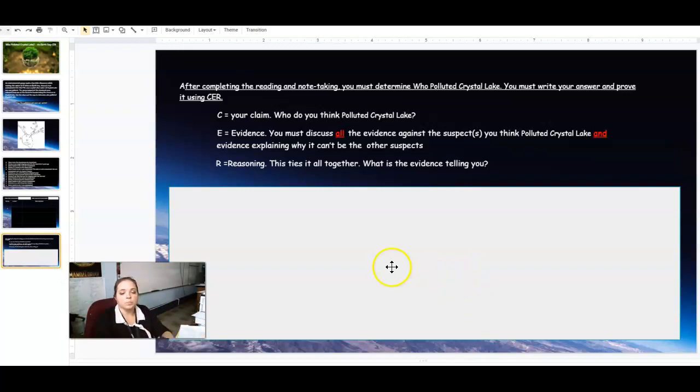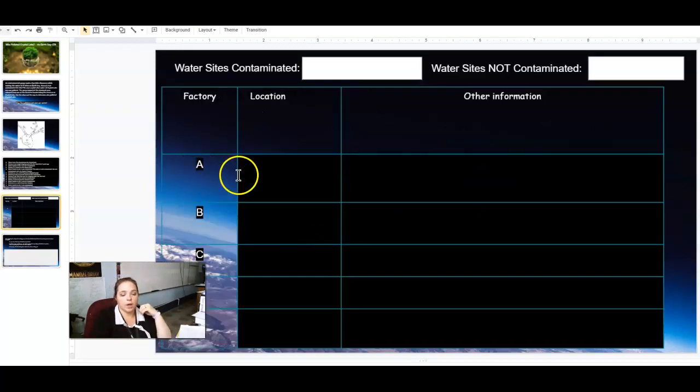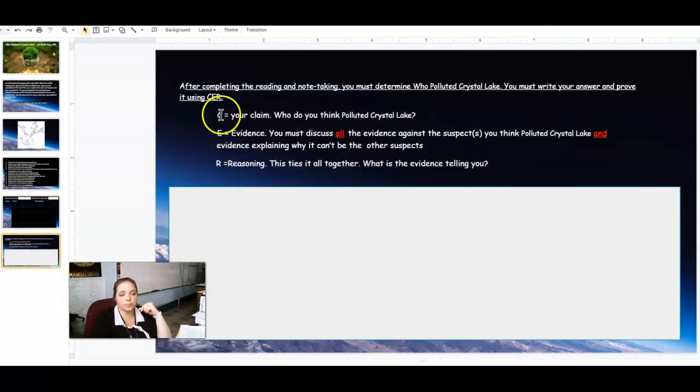All right? The rubric's going to look very, very similar. You're going to have a table for A, B, C, D, and E. You've got to fill in the location and the other information. You're going to have points for the site's contaminated, the site's not contaminated. So you do have to fill out these two. 1, 2, 3, 4, 5, 6, 7. You're going to have 7 things on this side to fill out.